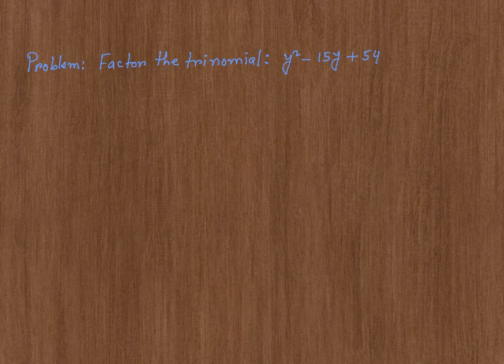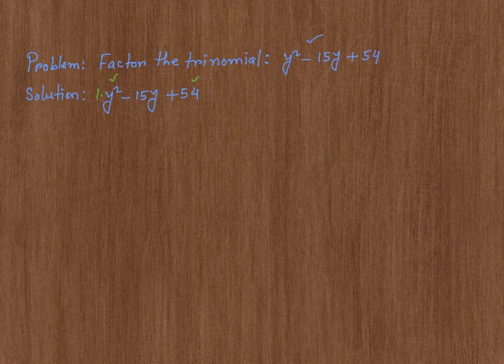In this video, I am going to factor this trinomial y squared minus 15y plus 54. To factor the trinomial, we need to look at the coefficient of the squared term, in this case y squared, and the constant term, which is 54. The coefficient of y squared is 1 because 1 times y squared is y squared.